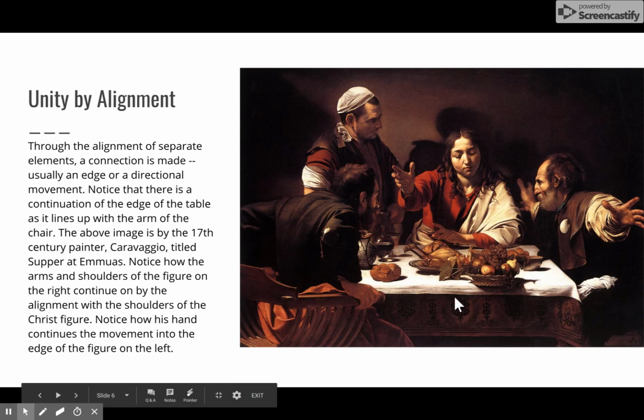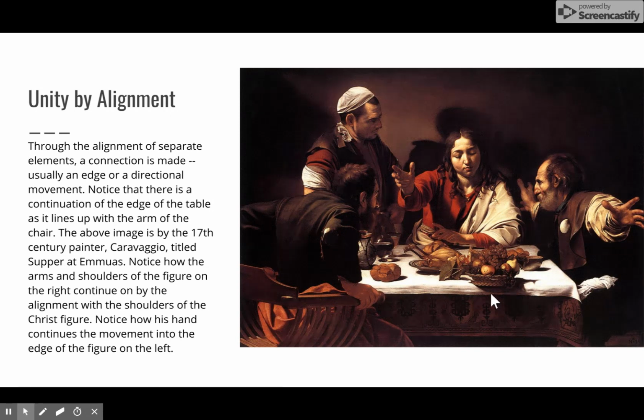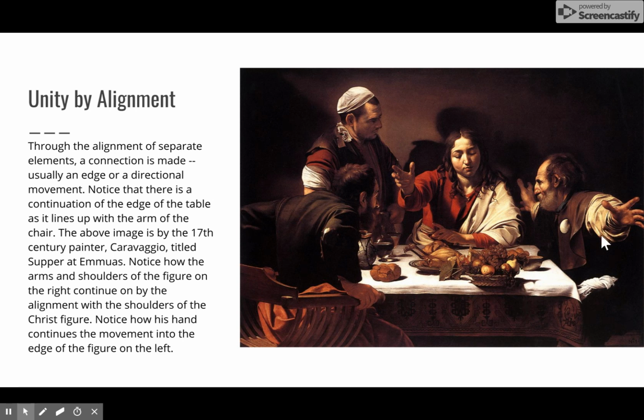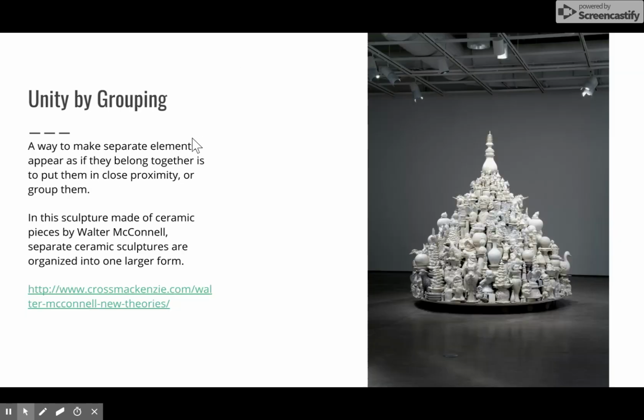In the same way, we see the edge of the tablecloth here. It's a real high contrast because it's a bright white against a dark background, and we see how this edge lines up with the arm of this chair over here. And we also see how this edge lines up with this bit of white cloth over here. And we see that this carries us across the page in this horizontal movement as well. So these very diverse shapes and forms are all collected together and aligned in such a way to direct our attention across here. So this is unity by alignment.